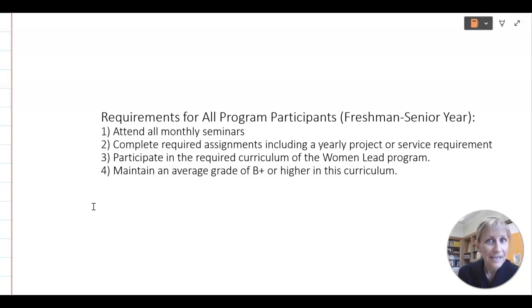Just a gentle reminder about all of the requirements for being part of our Women Lead Honors program: attending the monthly seminars, which you're all doing a great job of, completing the required assignments or journals, participating in the required curriculum. You're all enrolled in honors level courses unless there's been a scheduling conflict, but we've already chatted about that. And then finally, maintaining an average grade of a B+ or above for your curriculum.